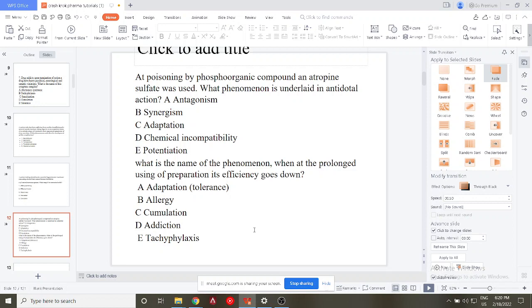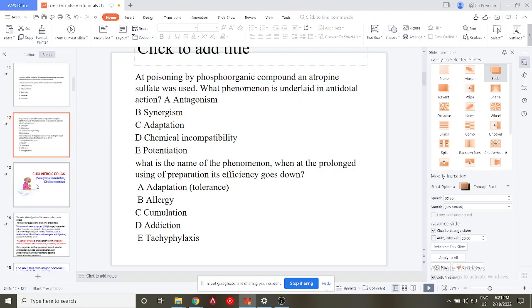What is the name of the phenomenon when, at the prolonged use of a drug, its efficiency goes down? It will be adaptation because it's prolonged. Yes, that's correct. So please take note. Another name for tolerance is adaptation or habituation. So take note of the three names because Krok can use any of them: tolerance, habituation, or adaptation.